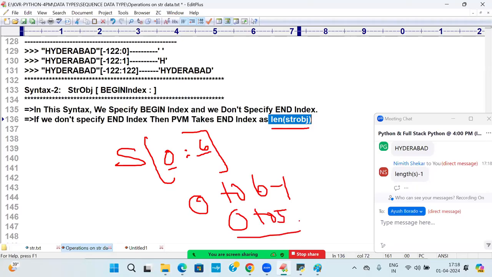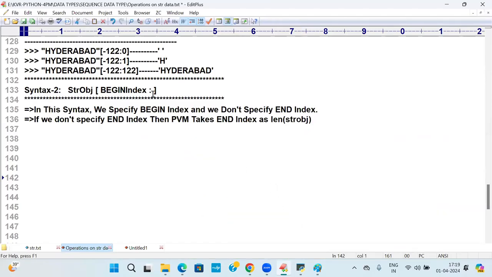Python. Are you getting it? If I don't specify the end index, what end index does it take? Total letters minus 1.